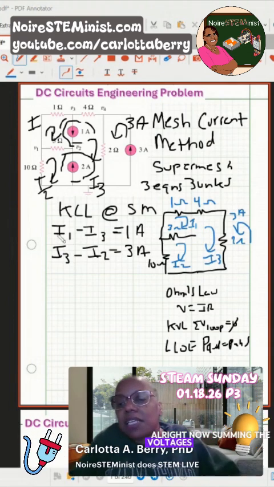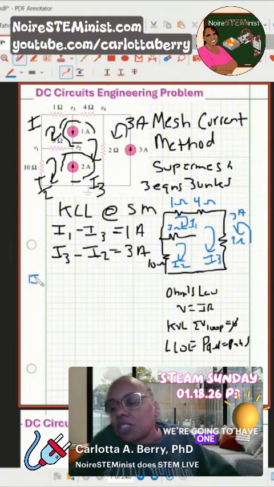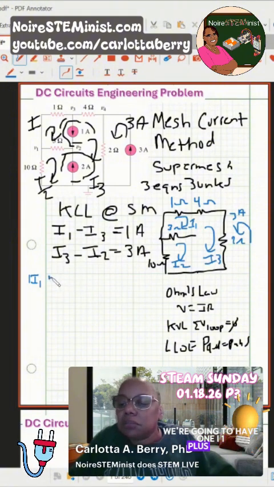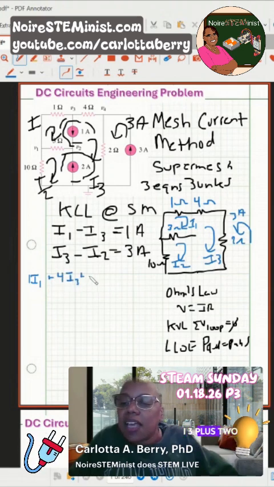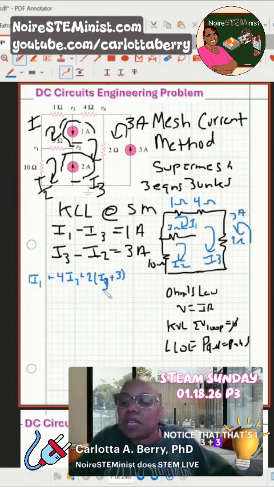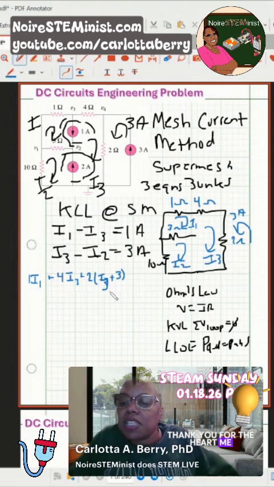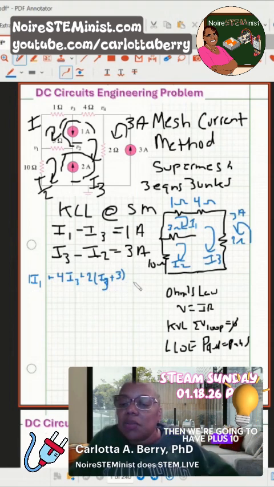All right, now summing the voltages around the loop, starting with the 1 ohm resistor, I times R, we're going to have 1 I1 plus 4 I3 plus 2 times I3 plus 3. Notice that that's I3 plus 3 because they're both coming down through the 2 ohm resistor. Then we're going to have plus 10 I2.